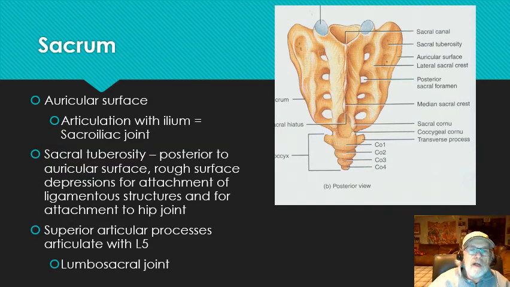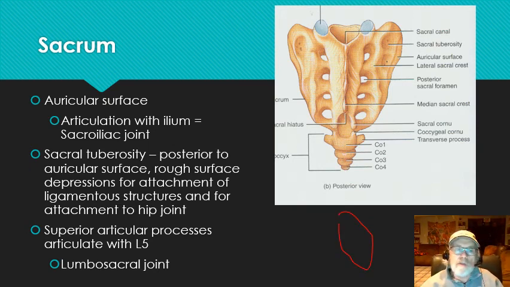The auricular surface. Remember we talked about in the pelvis how we have the auricular surface on the pelvis? It's sort of lumpy, bumpy, and basically that's the area where the sacroiliac joint is. You can't really see it. It would be right on the inside of that. And that's where the sacrum joins with the pelvis, with the ilium of the pelvis.